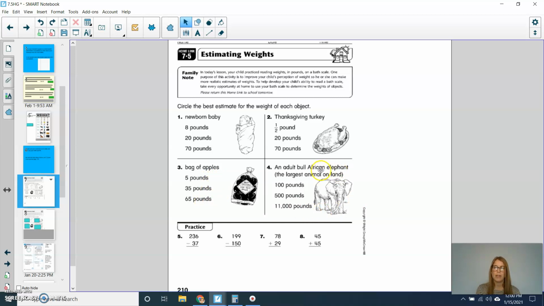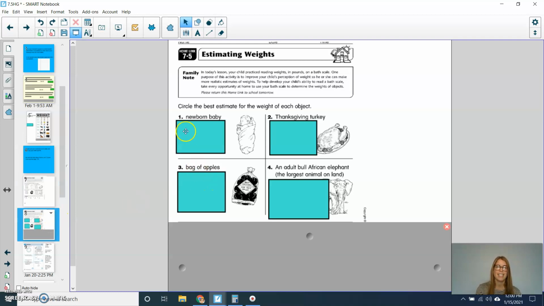And then thinking about an adult bull African elephant, the largest animal on land. Would that be about 100 pounds, 500, or 11,000 pounds? Can you press pause to solve these 4 problems and then press play when you're ready to check? All right, let's see how you did.